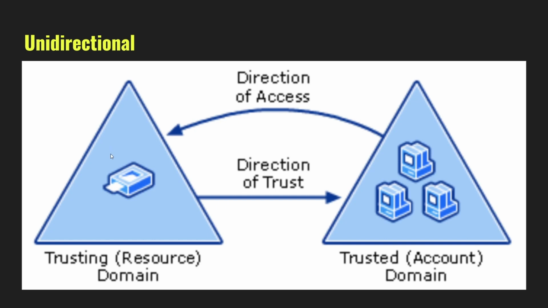I believe we've got this off MSDN or Google Images, one of the two. As you can see here, the trusting resource domain is the resource that you want to access. If this was domain A and this was domain B, domain A is saying domain B is trusted to access our resources. So domain B can then access their resources, but there is no definition of trust from domain B to domain A. This direction of access only goes one way, and the direction of trust only goes one way because only one domain is trusted.